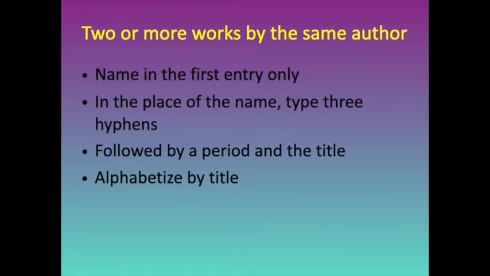When there are two or more sources with the same author, only include the author's name in the first citation. In the second or subsequent citations, use 3 hyphens in place of the author's name followed by a period, and arrange all the items of that particular author as per alphabet.